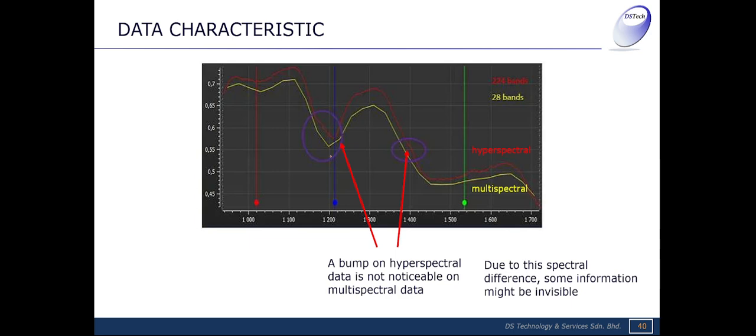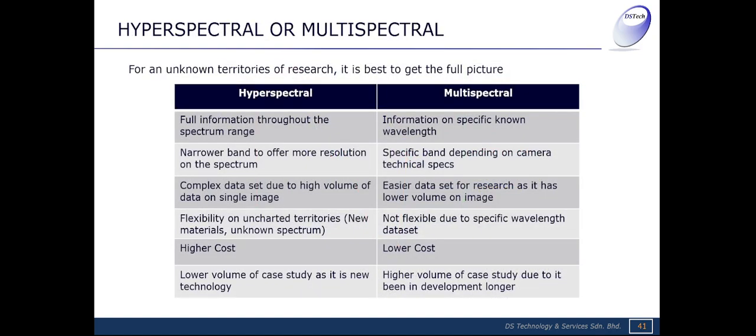I think it's quite straightforward to understand the data characteristics of the two different things, hyperspectral and multispectral. But this is not to say that hyperspectral is the way to go, because hyperspectral can get very expensive compared to multispectral.